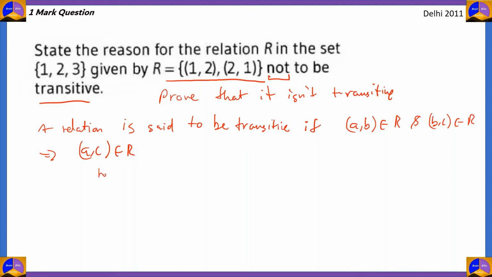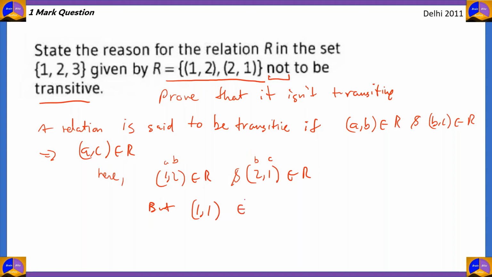So in our case here, (1, 2) belongs to R. Let 1 be A and 2 be B. And (2, 1) belongs to R. So let 2 be B and 1 be C. But the element (1, 1) does not belong to the relation R. If you can see, the relation is just (1, 2) and (2, 1). There is no (1, 1) in the relation.